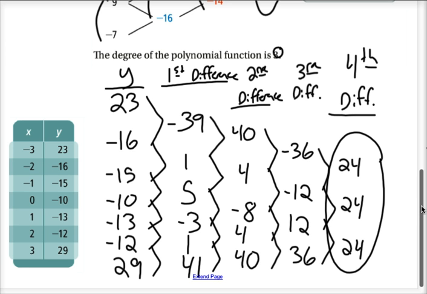Okay? So because we made it all the way to the fourth difference in this calculation, what that's telling me is the function that made this is of the fourth degree. We are looking at a quartic function here. So that's a little process that you can do in order to figure out what the degree is of some data that you're looking at, and then name it.